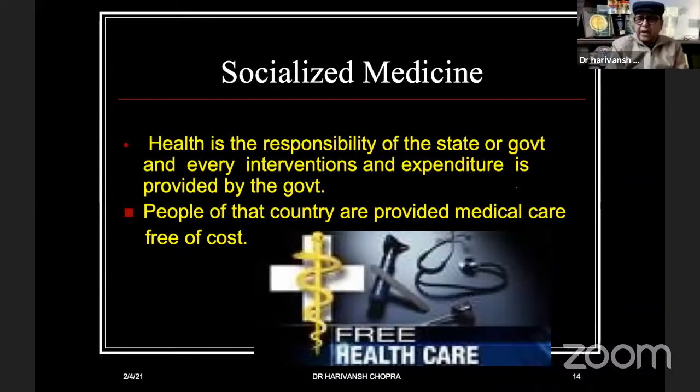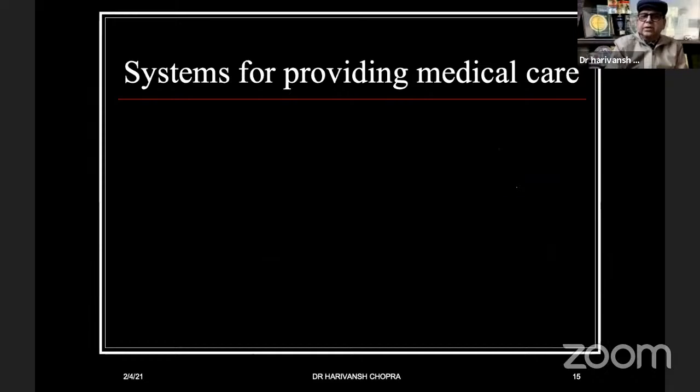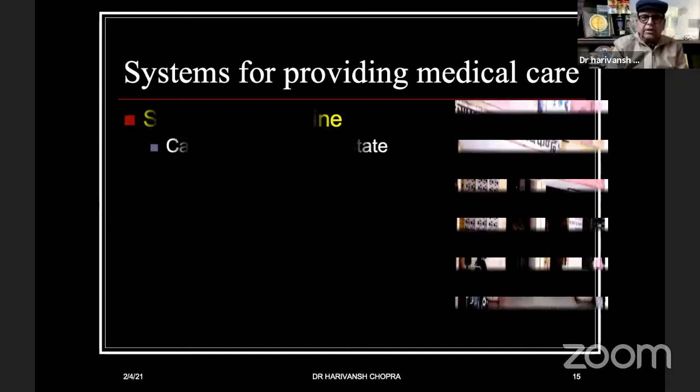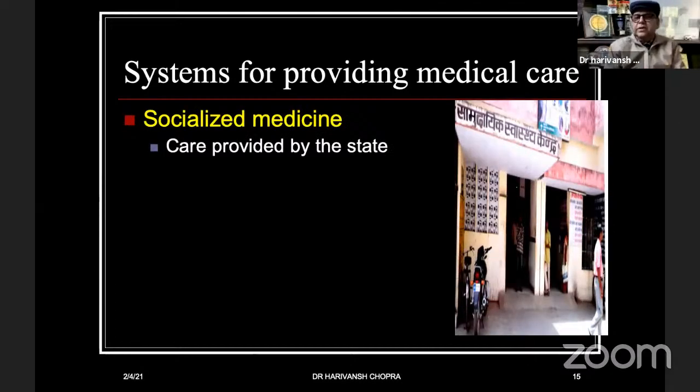And then here we would like to talk a bit more about what are the systems of providing medical care in India. What are the various systems? First, we have already talked about socialized medicine, that is the care provided by the state, and all of you are aware that in rural areas, starting from village level, we have Anganwadi centers, we have Ashas as link persons, then we have sub centers, then primary health centers, then community health centers, then district hospitals, and then medical colleges.